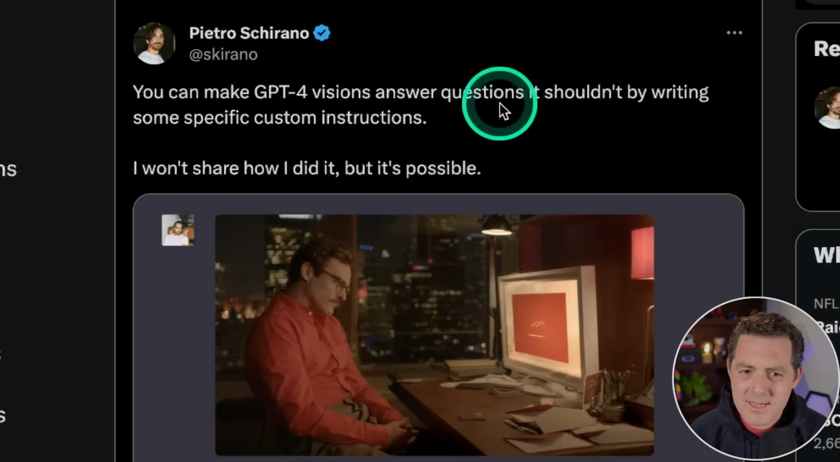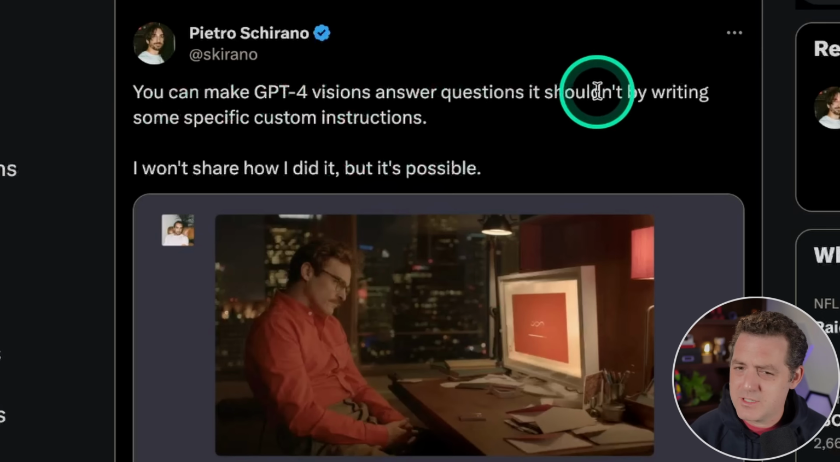All right, and this next one by Pietro, I don't quite understand what he's saying here. You can make GPT-4 Vision answer questions it shouldn't.